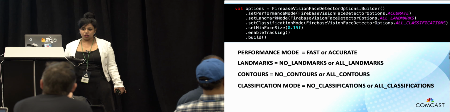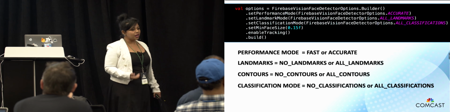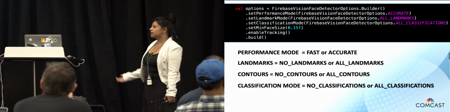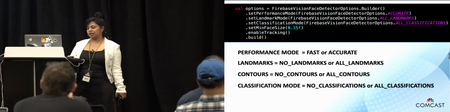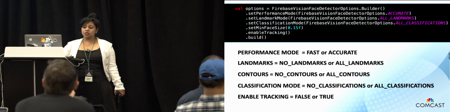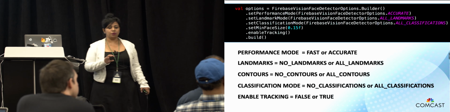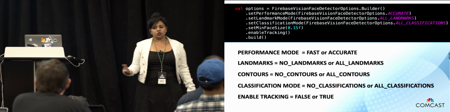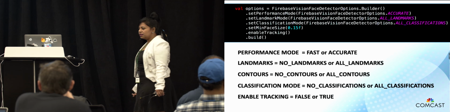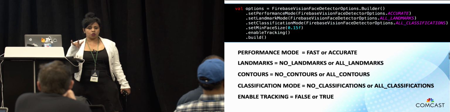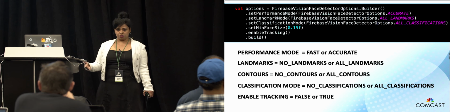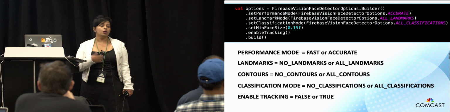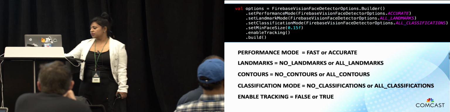Next is classification mode, whether you want to find the person is smiling or closing the eyes or opening the eyes. You can specify that using the classification mode. Next one is the tracking. If you have multiple faces in the picture, you can track them giving them an ID. And this will conflict with contours because contours you can use only one image. So you have to see which one you want to use.